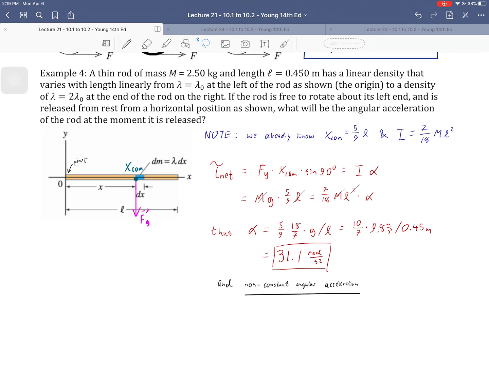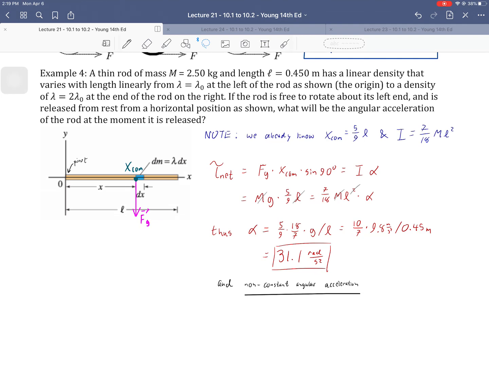Hello and welcome to the second half of Lecture 21, where we're going to continue to discuss sections 10.1 and 10.2 from Young 14th edition. In this second video, we're going to go through a few more complex examples. I'm going to just add some narration to some solutions that I've already written out for these examples to keep the video moving at a good clip.